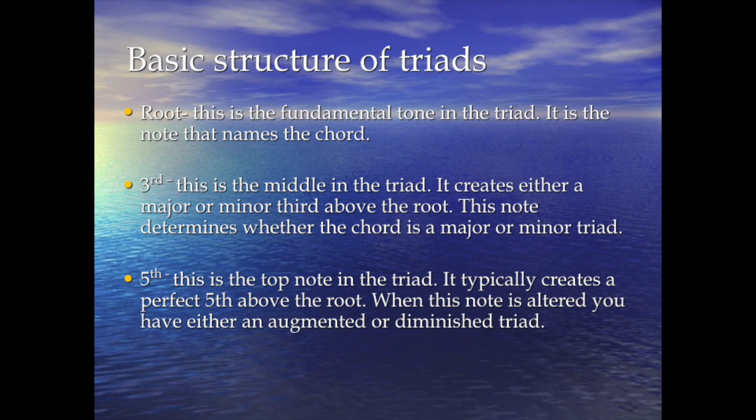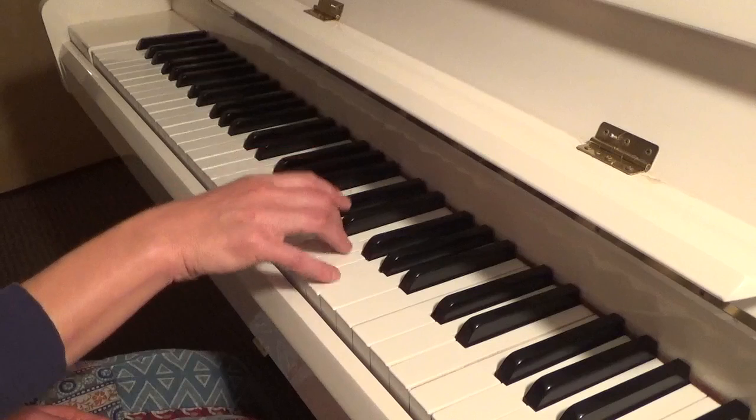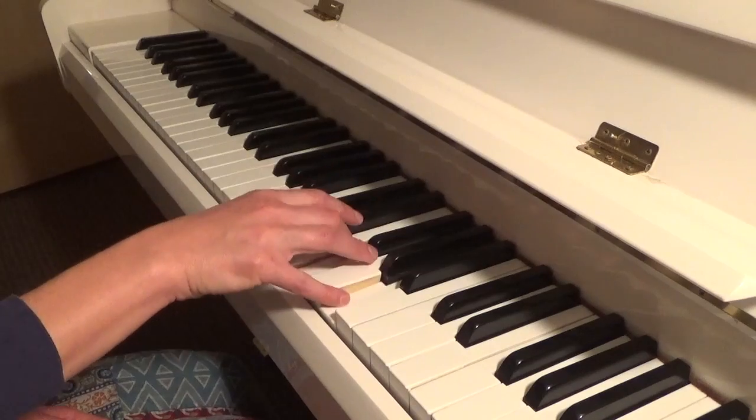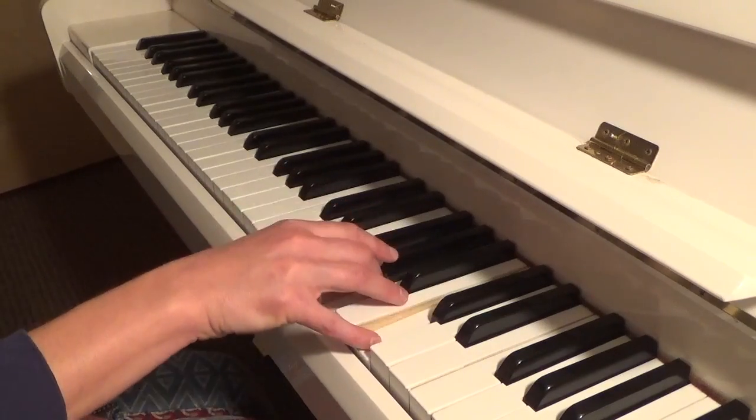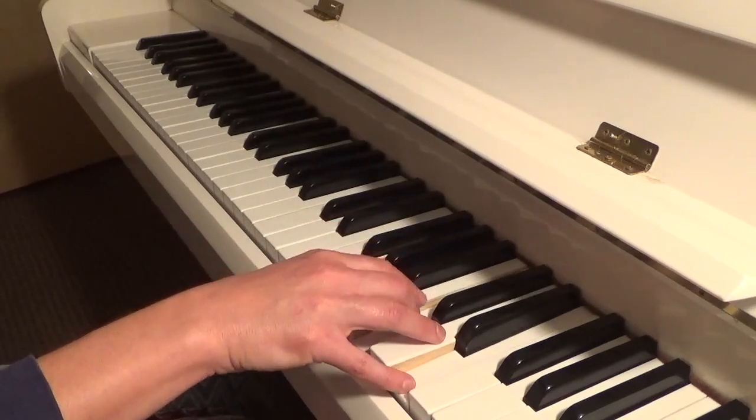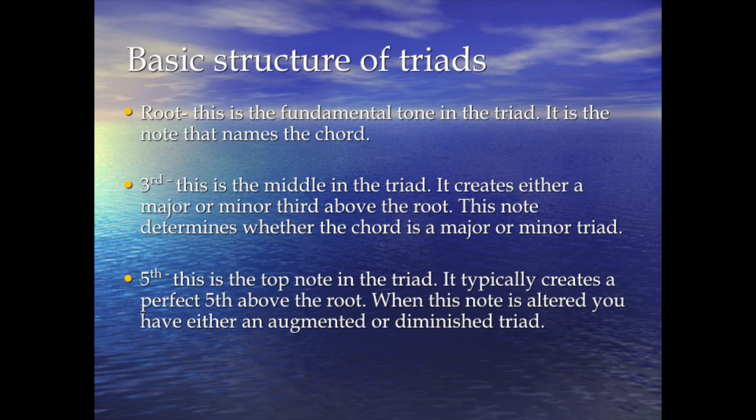We have the root of the chord. This is the fundamental tone of the triad. It is the note that names the chord. So if we were in the key of C major, this would be a C chord, D chord, E chord, F chord, G chord, A chord, and so forth. The first note in the chord, the root, names our chord.